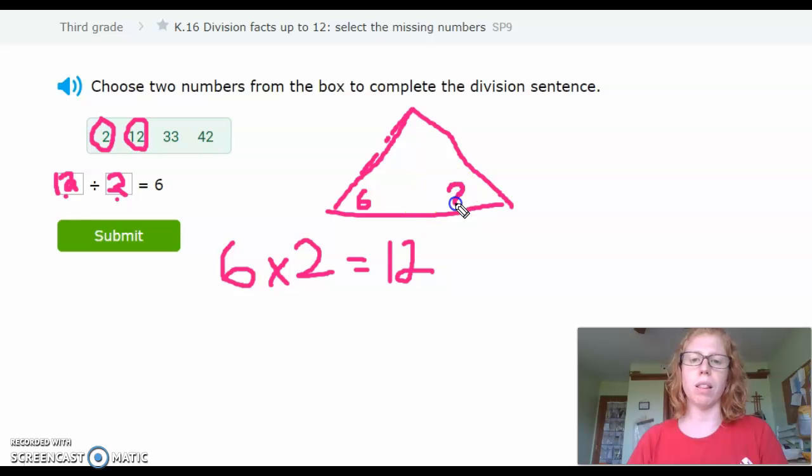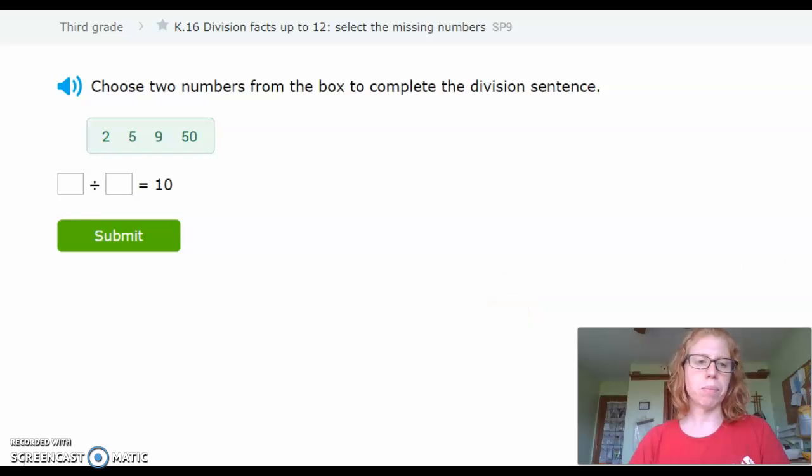Let me fill in my fact-family triangle here. I will put a 12 at the top because that is my dividend. It is being split up into two different ways to equal 6. So let me erase those, and I will put down 12 divided by 2 equals 6. Good job. Okay, let's do another one.